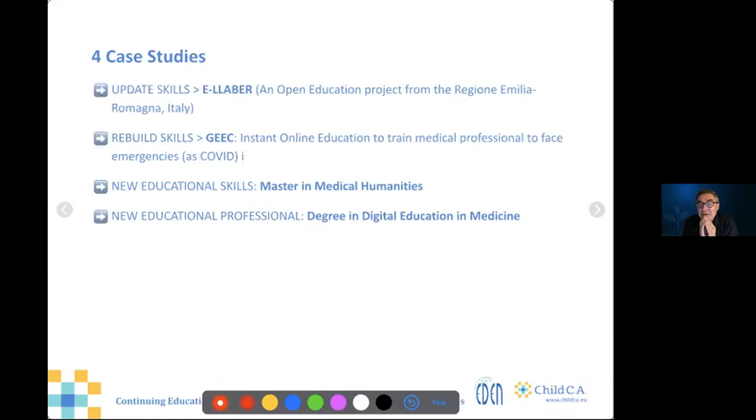We will introduce four case studies. They are four different approaches, and they can be used as four different frameworks in four different cases. The first is the Labor project, an open education project in medicine. The second is the GIC project, a project of instant online education for the management of emergencies, in particular crises in the case of the COVID pandemic. Then a master in medical humanities for the training of new professionals. And finally, the degree course in digital education that trains experts in the context of healthcare.